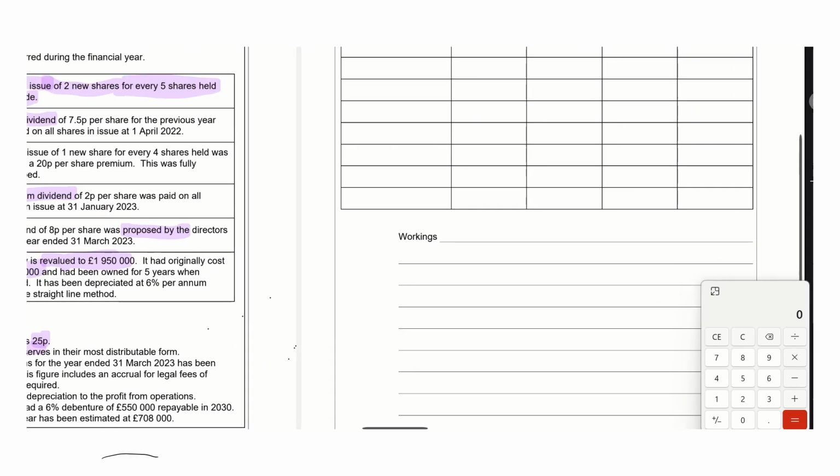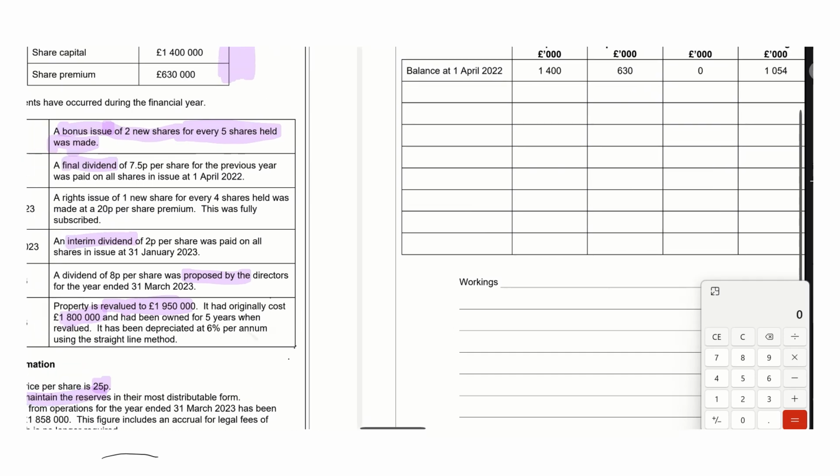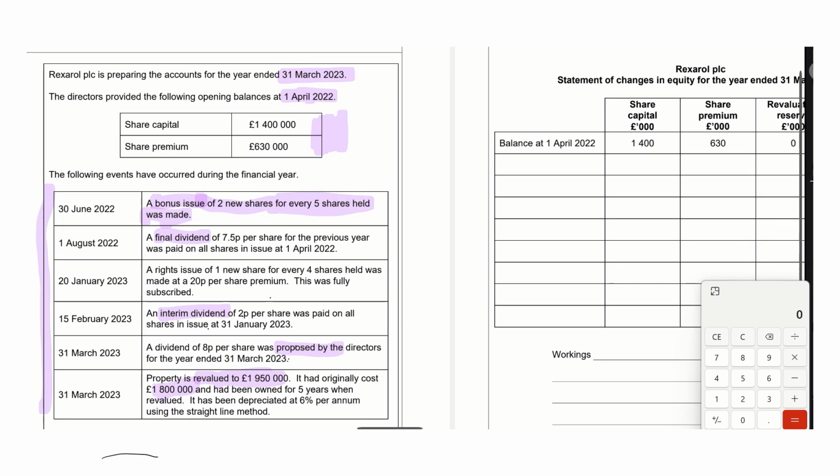So how do we go about tackling this bonus share? It says we're going to give 2 new shares for every 5 that have already been held. The starting point is that we need to know how many shares we actually have in the market, because you cannot work out how many new shares you're going to give out unless you know how many have already been given out. So we look at the original information in the case study.